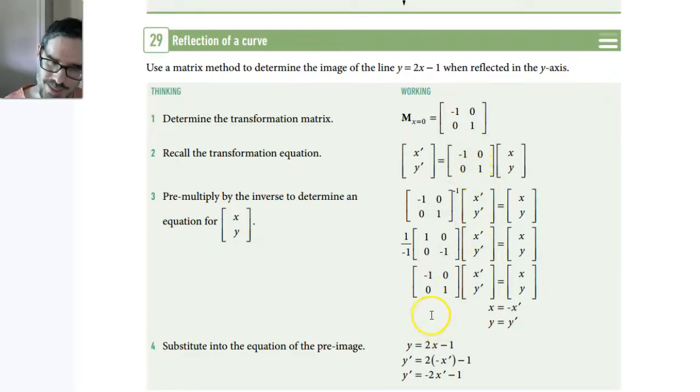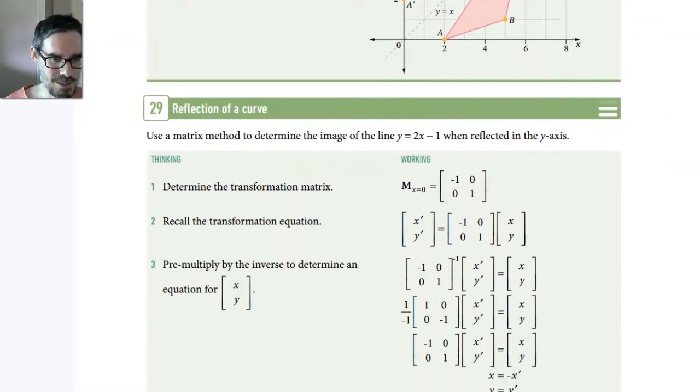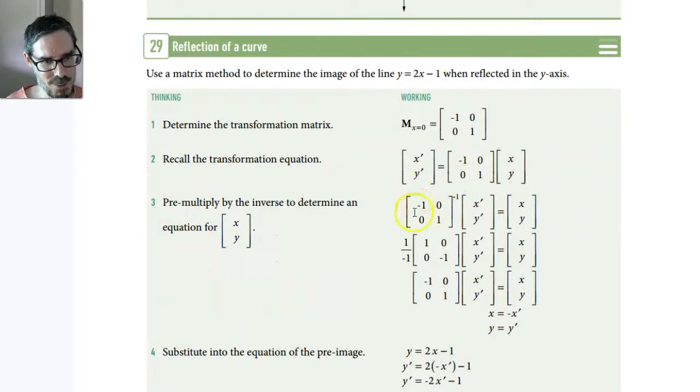Of course that makes sense, doesn't it? If I'm reflecting in a line, actually let me go up to look at the previous diagram. If I'm reflecting across a line, what's the inverse transformation? It's going to be reflecting across the same line. So the inverse transformation for a reflection is going to be itself. That is the inverse, and you can prove it by working your way through.